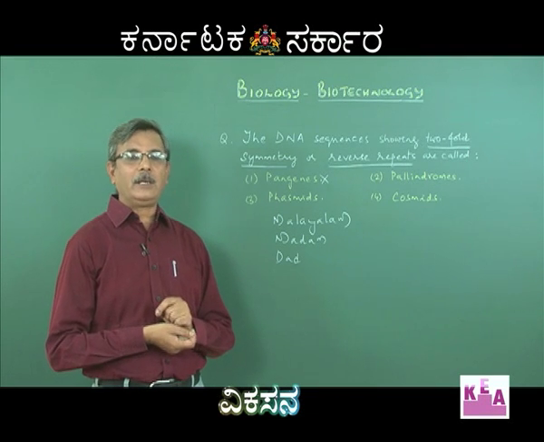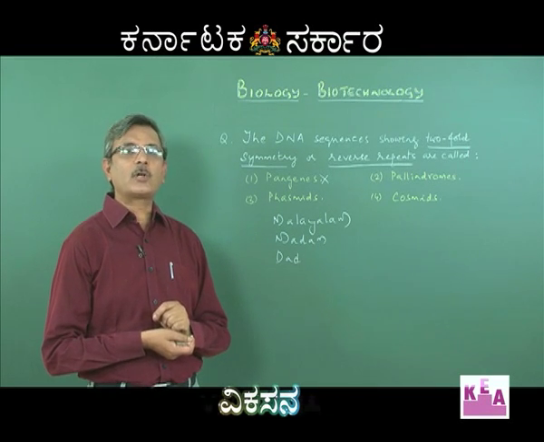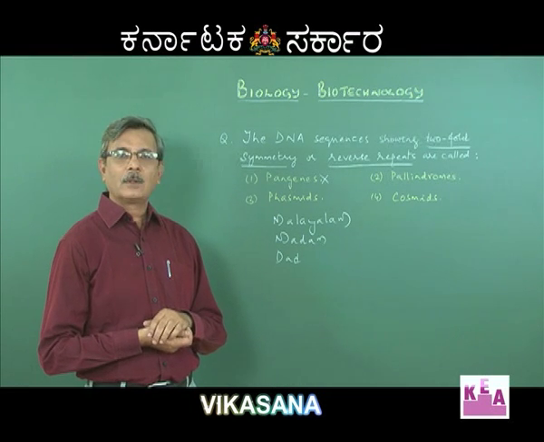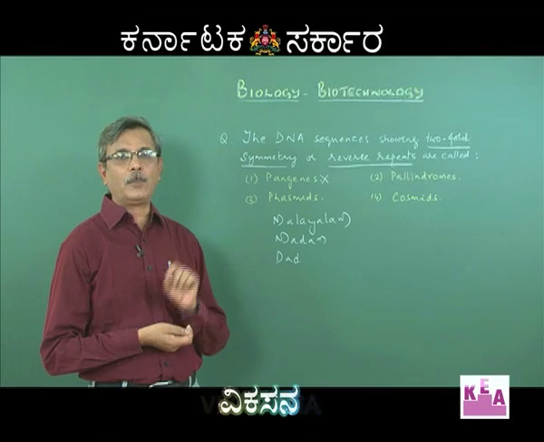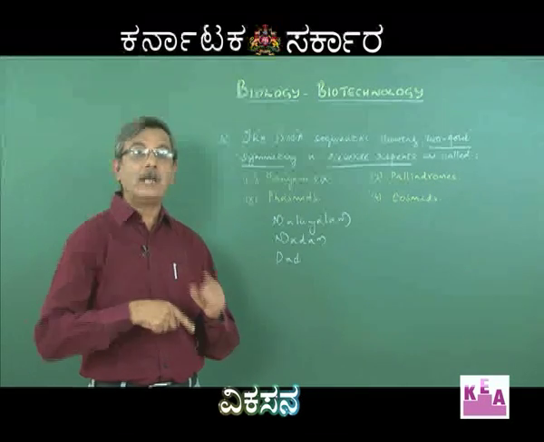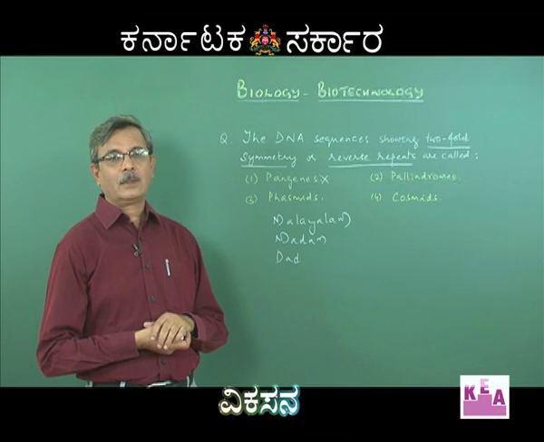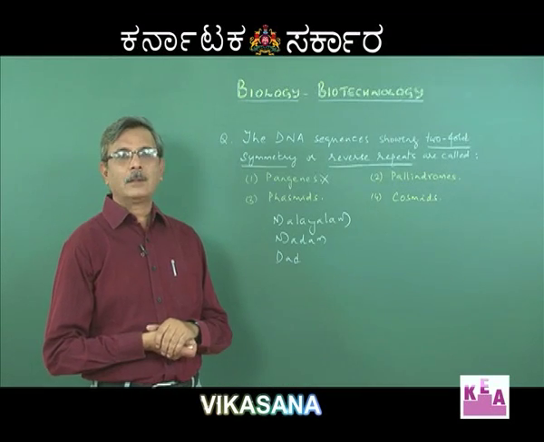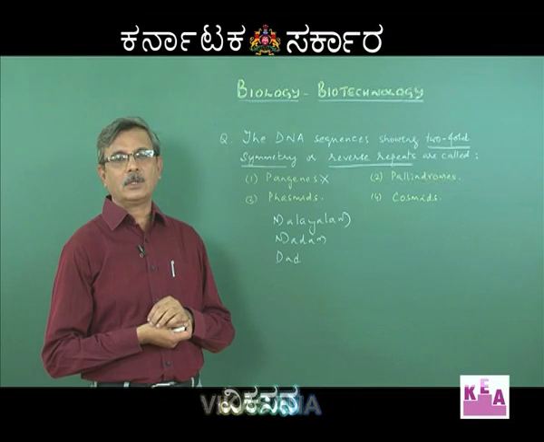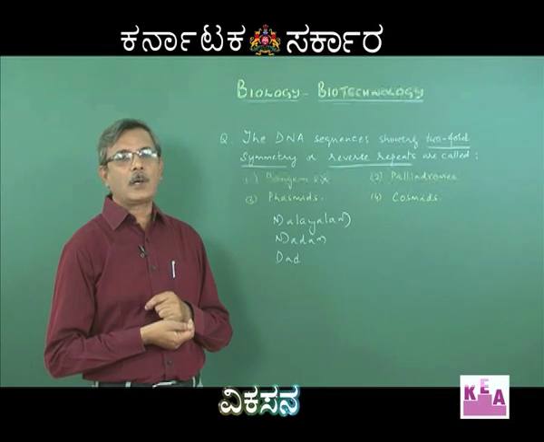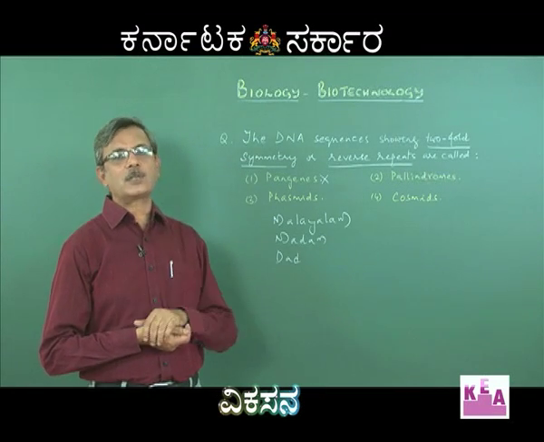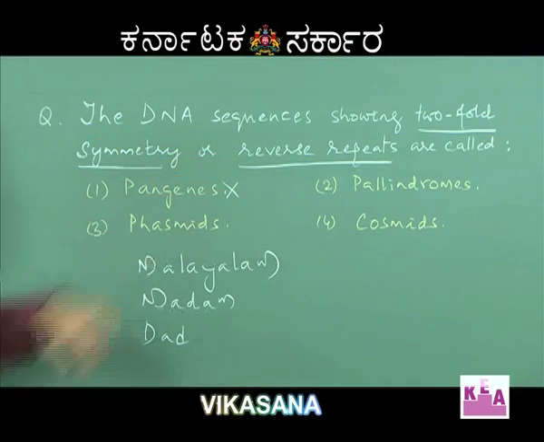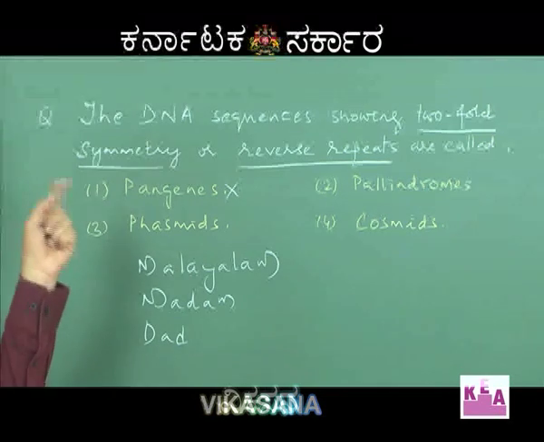In case of DNA, we know that DNA is a two-stranded polynucleotide chain having an orientation of 5' to 3', and the two strands are anti-parallel. And if you read a certain sequence, and it is the same in the same orientation in the opposite direction, as they are anti-parallel, we call such sequences palindromes. Here, when you look into the question, the DNA sequences showing two-fold symmetry or reverse repeats.